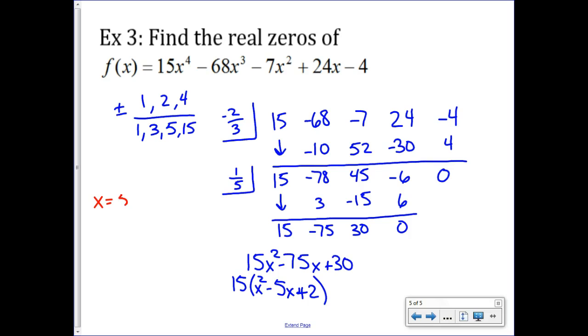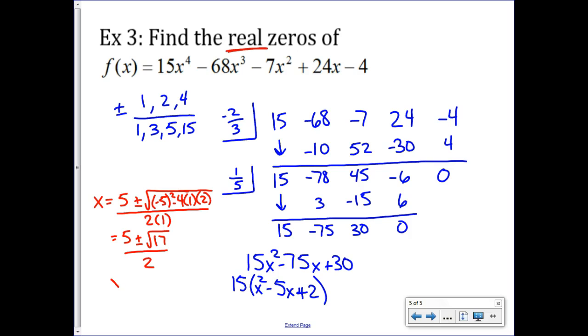Opposite of b would be 5, plus or minus the square root of negative 5 squared minus 4 times 1 times 2, over 2 times 1. So 5 plus or minus, I have 25 minus 8, so that's 17, over 2. So that's not a rational 0. It's still a real 0, but it's not rational, which is why you don't see it in your options. That's only going to give you the rational options.